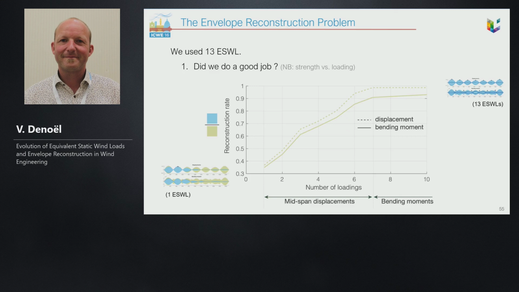This is a progressive reconstruction of the envelope in terms of this metric. I've displayed this metric here both for the displacement and for the bending moment. So you see that we started from one equivalent static wind load, where for the displacement we reconstructed about 35% of the envelope. After the first seven equivalent static wind loads, the reconstruction for the displacement was almost perfect. And then we added a few equivalent static wind loads related to the bending moment in order to increase from 91% to 95%.